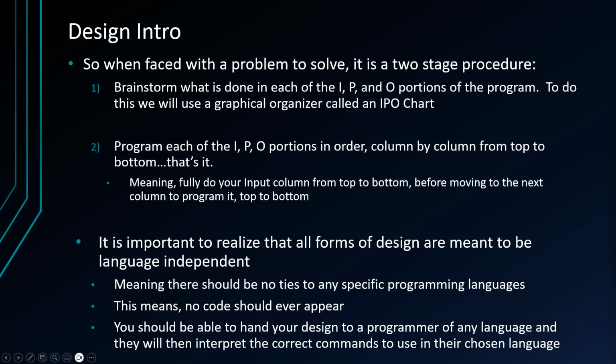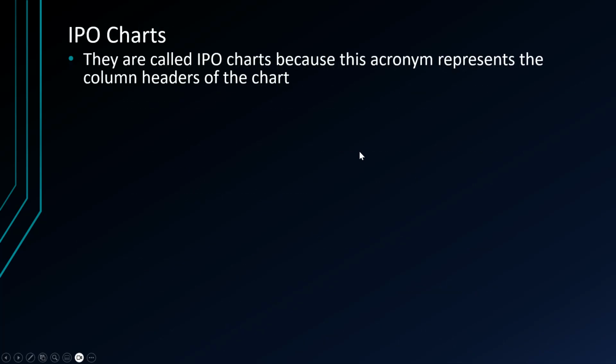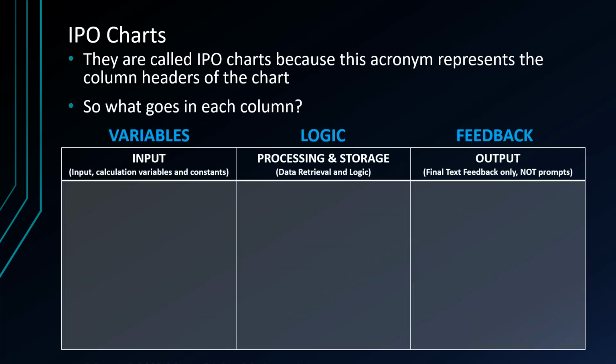All right, let's move on a little bit. They're called IPO charts because the acronym is going to serve as the column headers for our chart. So what goes in each column? First up, let's talk about the input column. I've broken it down into 3 sections.